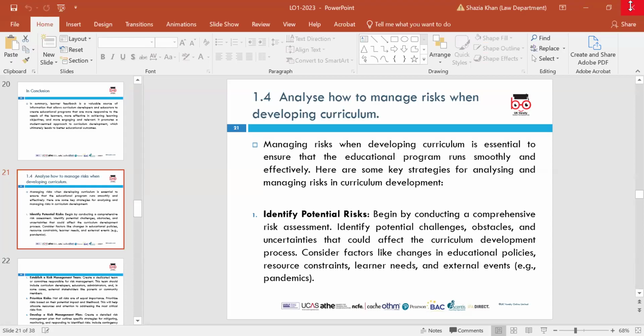Firstly, identifying potential risks. The first step of building a risk culture is to identify and assess the potential risks that may affect your curriculum goals, outcomes and delivery. Here you can use different tools, and consider factors like changing educational policies, resources, learner needs, external events. You could use risk tools such as a matrix, SWOT analysis, PESTLE, to evaluate the impact of the risk. You should also consider different sources, like we mentioned, external events, pandemics.